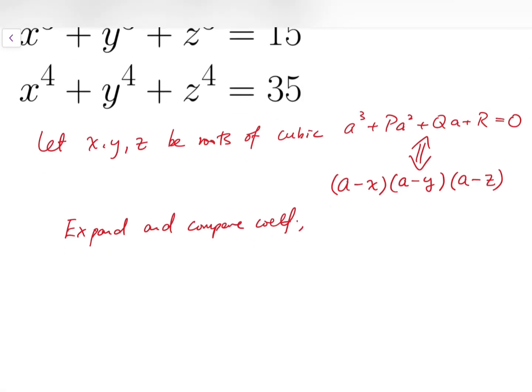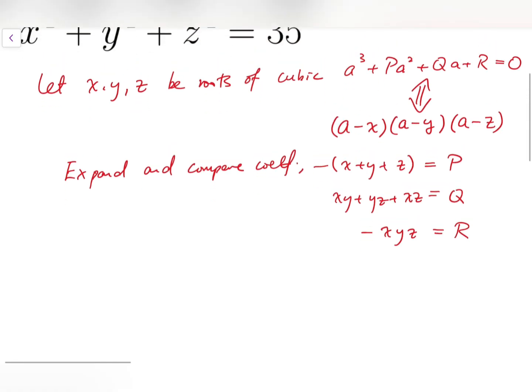And if you expand and compare coefficients, you can see that p is actually equal to minus their sum, x, y, and z, while q is actually xy plus yz plus xz, while r is minus xyz. So I'll just write these expressions for q and r for the time being, and then for p I can say p equals minus 3.